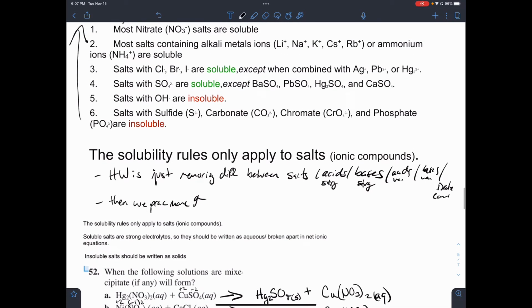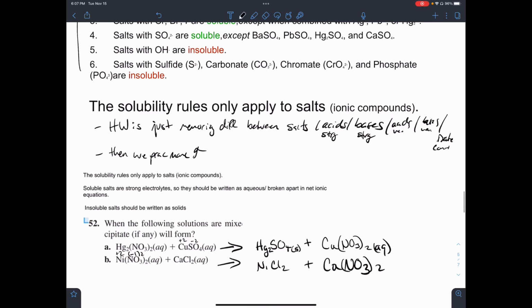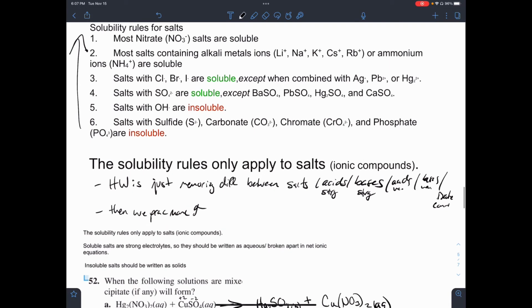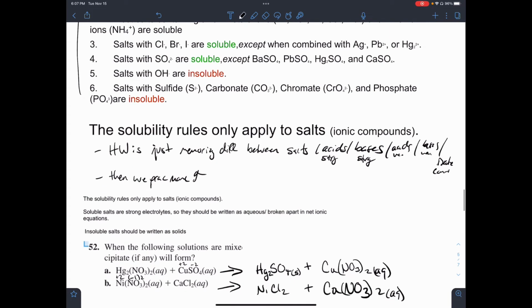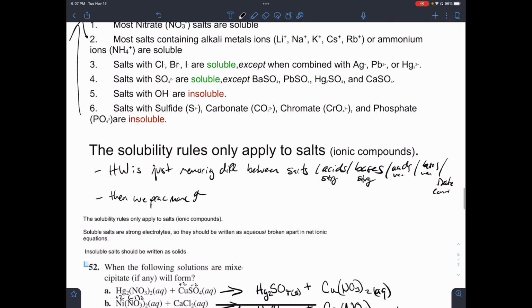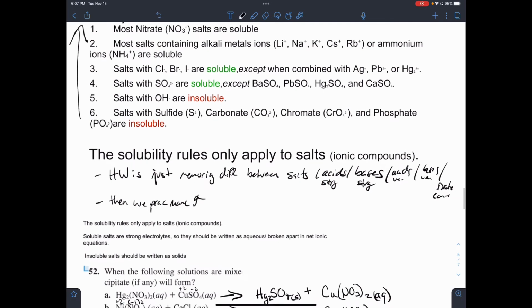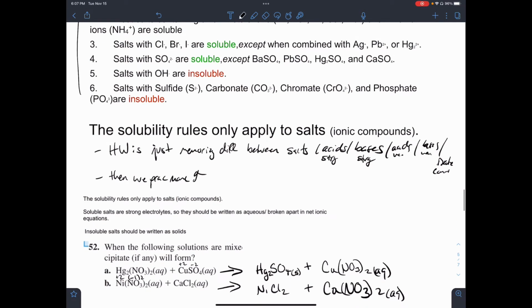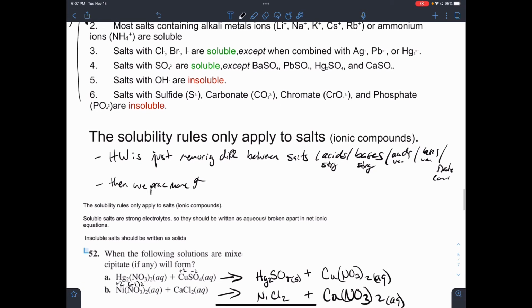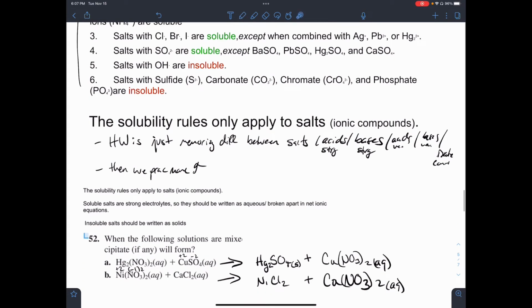Rule number 1, nitrate salts are soluble. Right away, I'm done. Rule number 2, or at least I have identified one that will not form a solid. Rule number 2 talks about +1 ions. That does not apply. Rule number 3 talks about -1 ions. Aha! Chloride is a -1 ion. Are soluble except when combined with these. Well, nickel is not one of those. So I don't have to go any further.